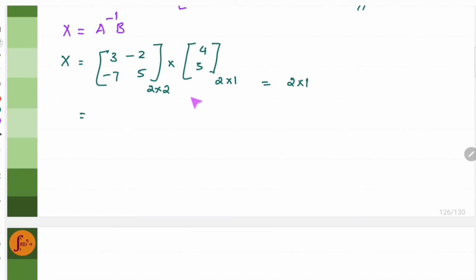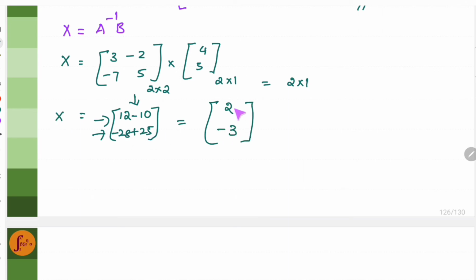So if you multiply this, the final order is 2 by 1, right? So 2 rows and 1 column. So 3 into 4 is 12. Minus 2 into 5 is minus 10. Next row, minus 7 into 4 is minus 28, and 5 into 5 is 25, so plus 25. You're going to get 12 minus 10 is 2, and minus 3. So matrix X is 2 and minus 3.